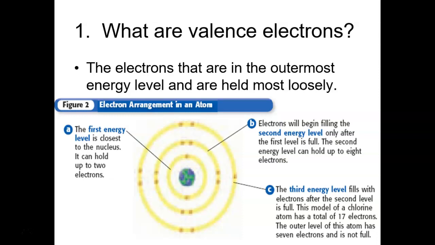They're loosely held because they're further away from the nucleus. The nucleus is positively charged. The electrons are negatively charged. So there's an attraction between them. But the further away they are, the less the attraction. It's kind of like if you hold two magnets and you hold them really close, they're going to attract one another very easily. However, the further away you hold them, the less of an attractive force there is between them. All right, so that is question number 1.